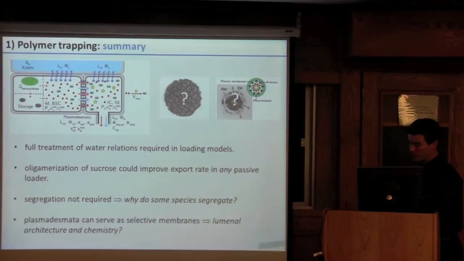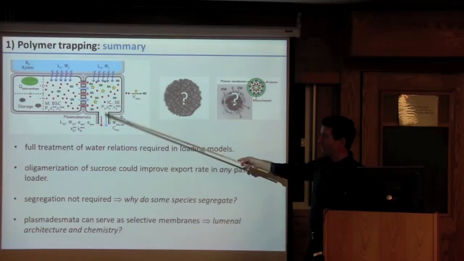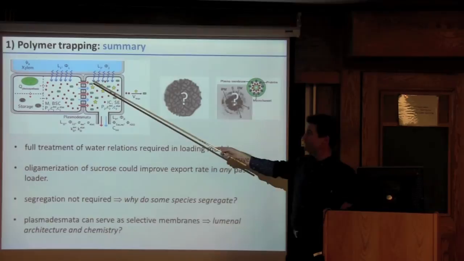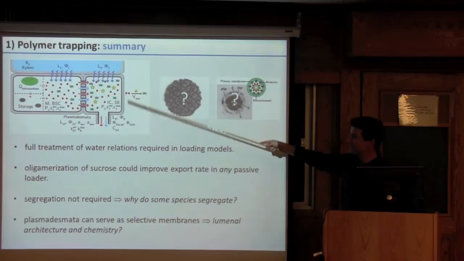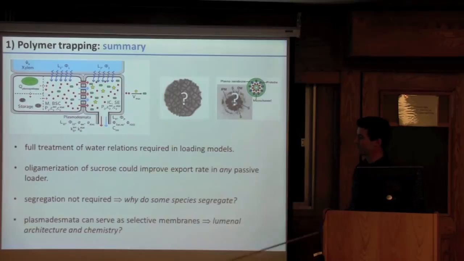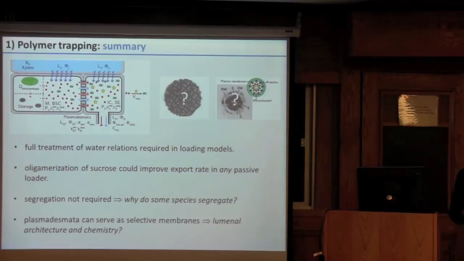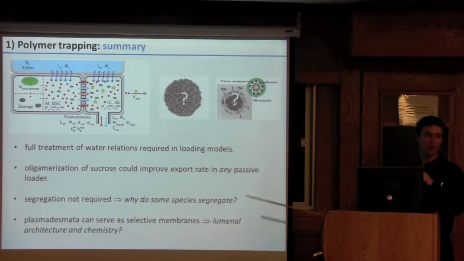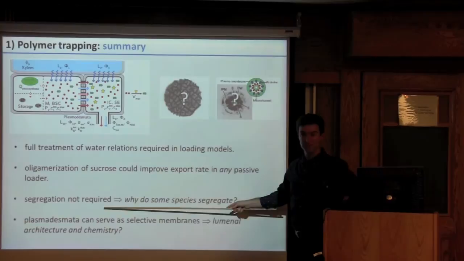So, to summarize, I think you don't have to go far in terms of building a model on top of Munch type ideas, but you do need to bring in water relations. You do need to bring in the xylem. You do need to bring in the convection that is the through convection from the xylem down into the transport phloem. Importantly, oligomerization is always a good idea if you're a passive loader with some plastic pads. It always makes sense to do that. And maybe a bunch of passive loaders that we have not thought of in this way are in fact taking advantage of this. On the other hand, segregation is a mystery from my point of view right now. Bob's going to have to explain it to me.